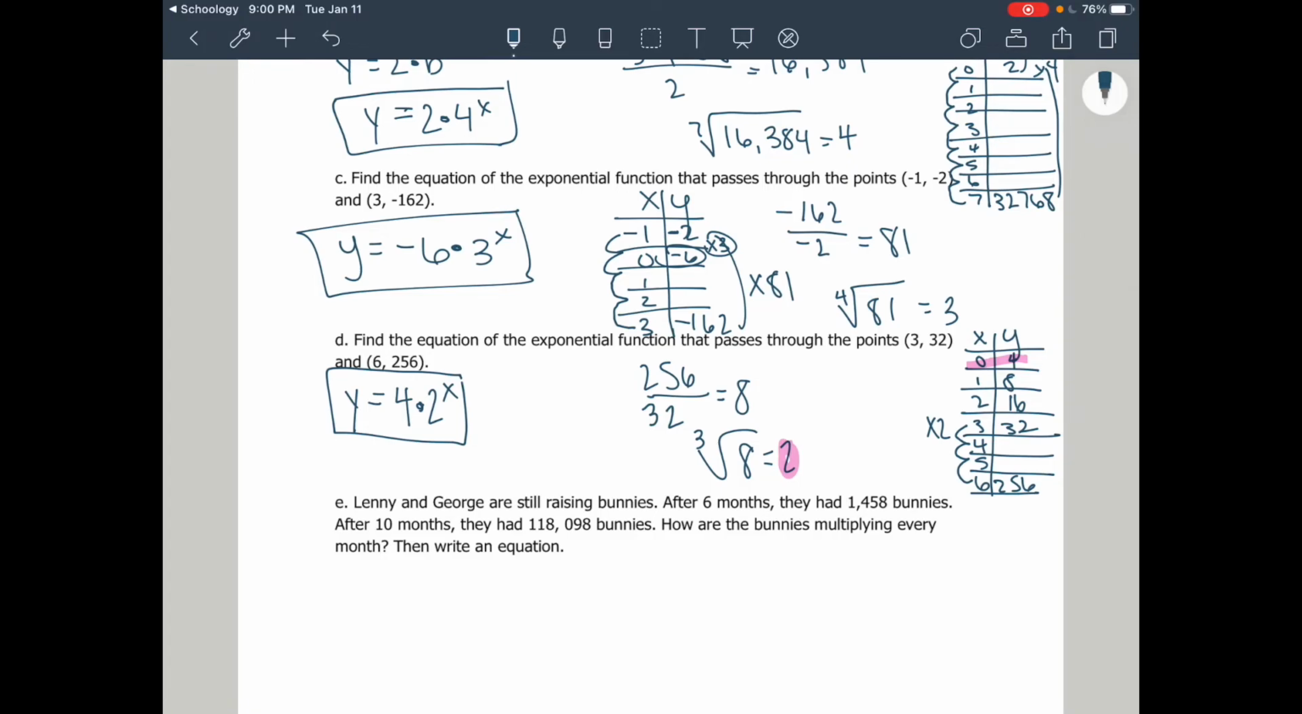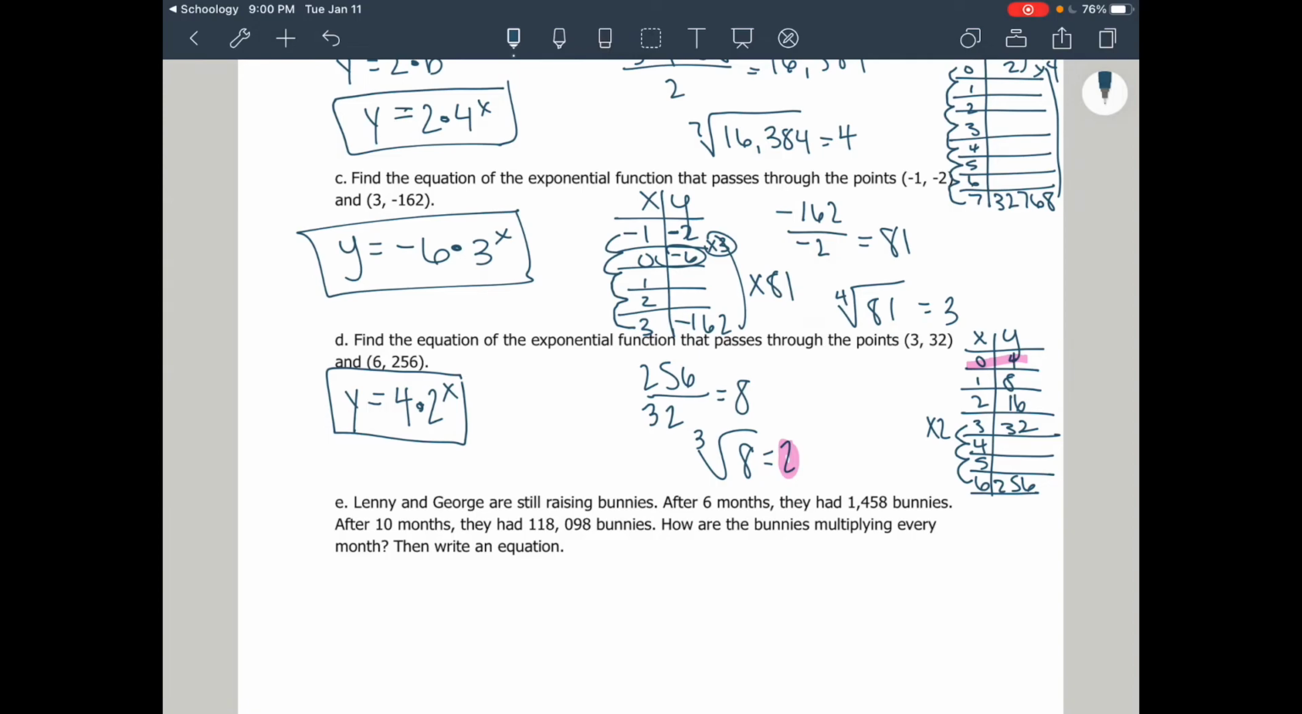All right, and then the next one is giving you a situation here. It says Lenny and George are still raising bunnies. After 6 months, remember those bunnies and the growth from a while ago? I think that was before break. I can't remember. After 6 months, they have had 1,458 bunnies. After 10 months, they have 118,098 bunnies. How are the bunnies multiplying each month?